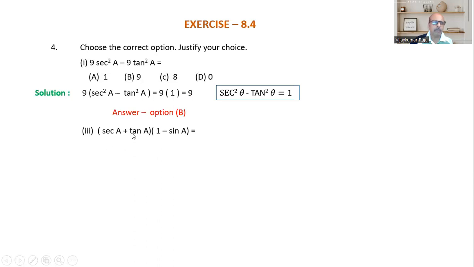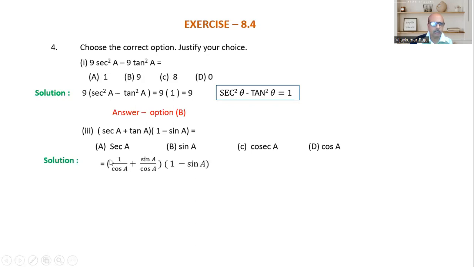Third bit. Sec A plus tan A into 1 minus sin A. The 4 options given are sec A, sin A, cosec A, cos A. Let's see how to solve it. Sec is 1 by cos, tan is sin by cos, into 1 minus sin. Here in the first bracket, both have the same denominator, cos. So you can take an LCM here. It becomes 1 plus sin upon cos into 1 minus sin. So numerator multiplies 1 plus sin, 1 minus sin. That means A plus B, A minus B. It should be A square minus B square.